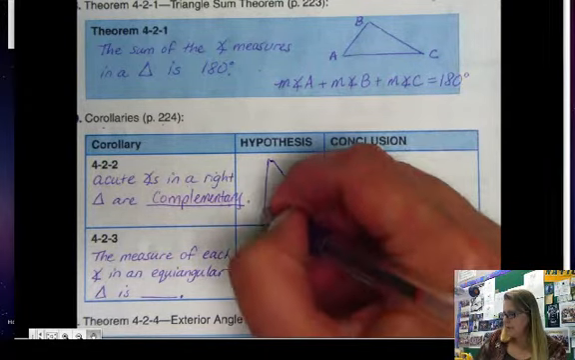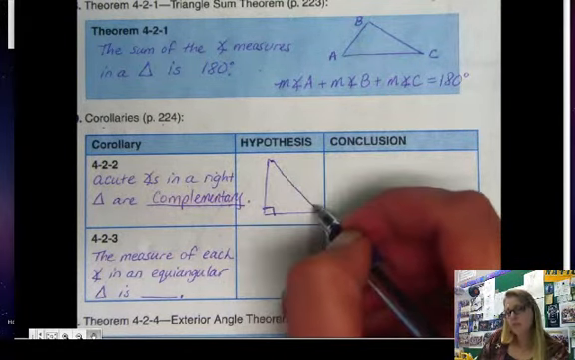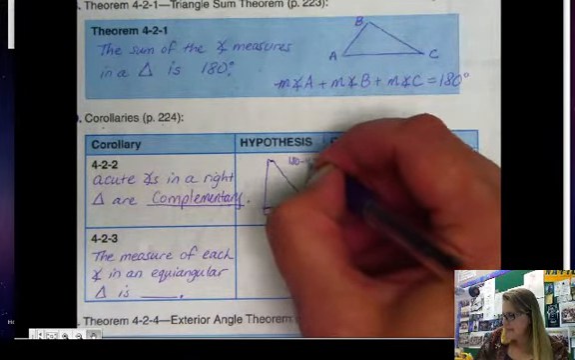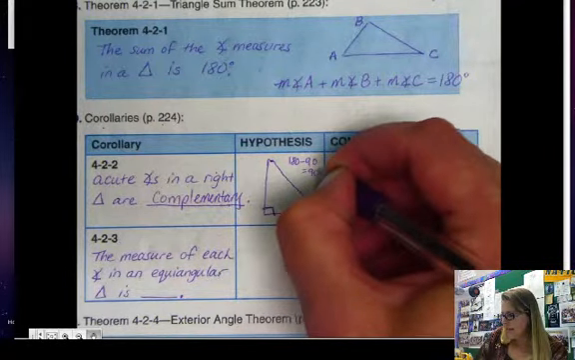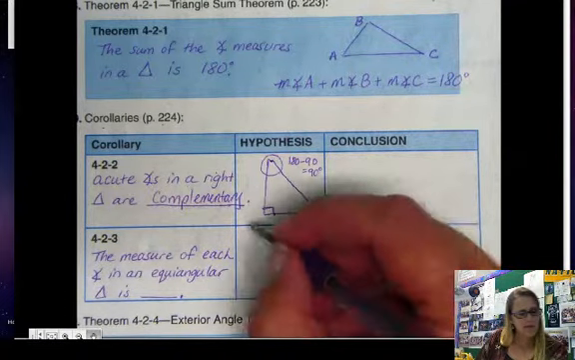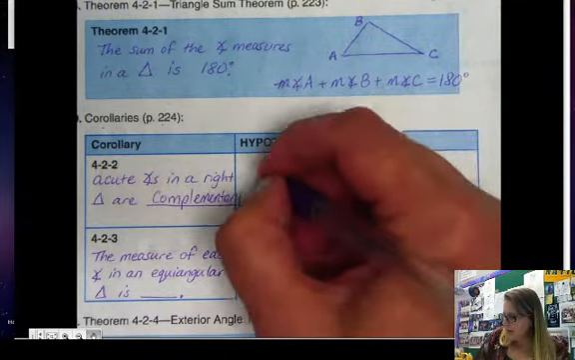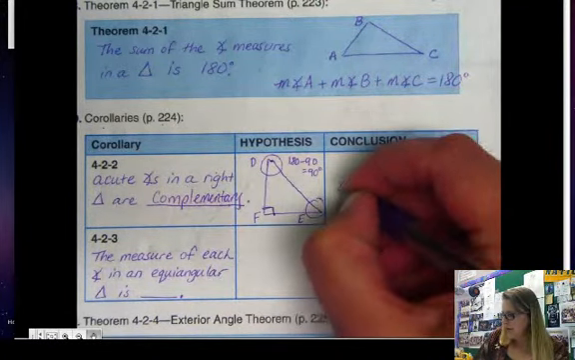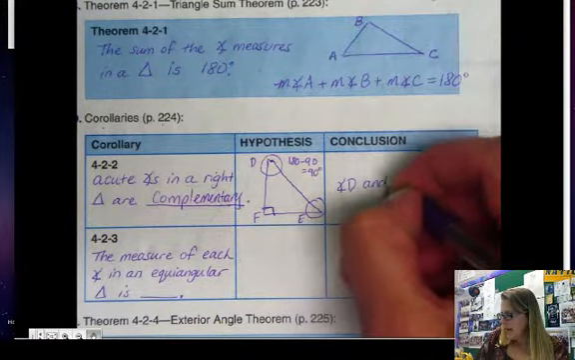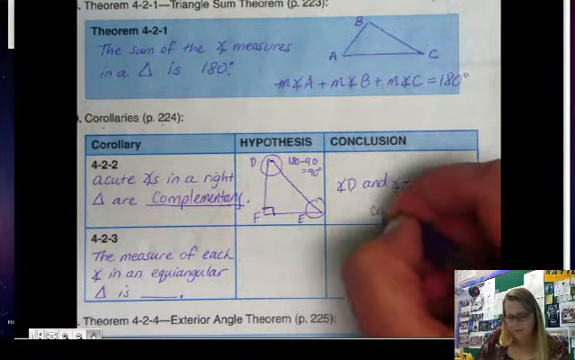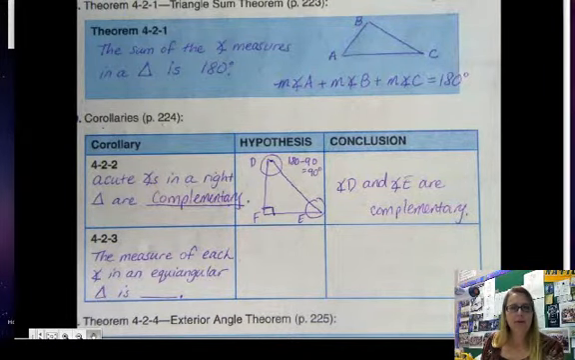then notice that everything adds up to 180. And if I take away, so 180 minus 90 equals 90 degrees. So that means that these two angles have to add up to 90 degrees, which means that they are complementary. So if we labeled this F, D, and E, we could say that angle D and angle E are complementary, which means that they add up to 90 degrees, okay?